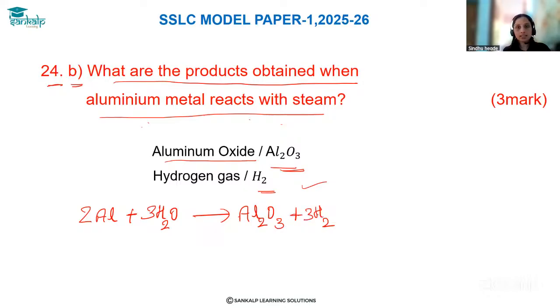So what are the products obtained? That is the question. First you should remember how the reactants react and give the products. Here the reactants are aluminium metal and steam, 2Al plus 3H2O. It reacts and gives the products, that is Al2O3 plus 3H2, aluminium oxide and hydrogen gas released. So the answer is aluminium oxide Al2O3 and hydrogen gas H2 is released. Thank you.